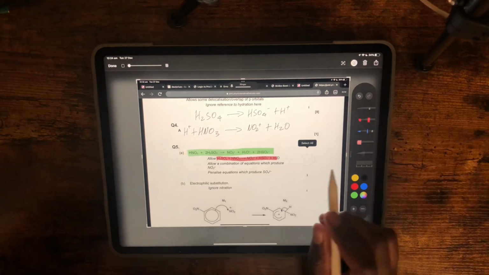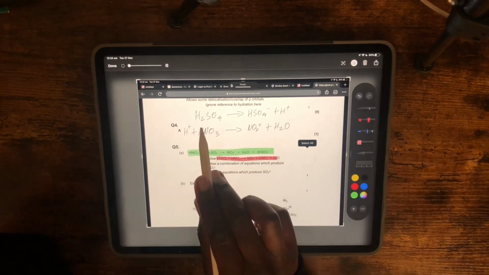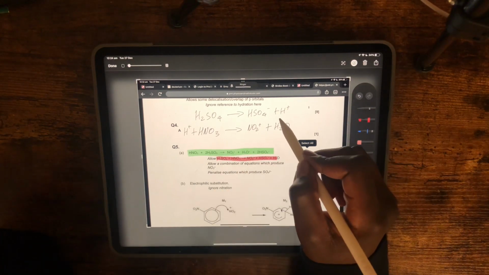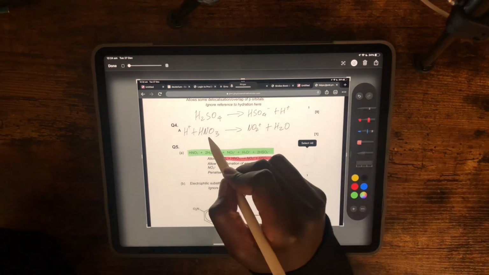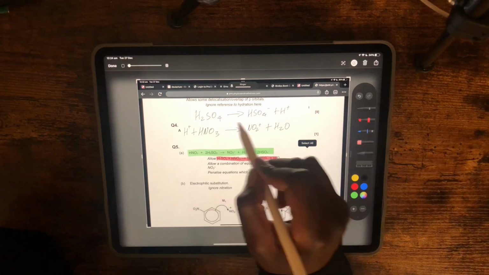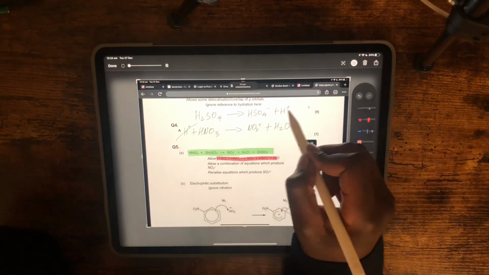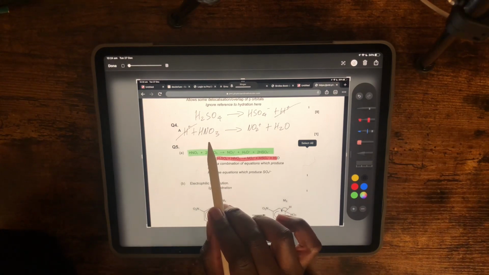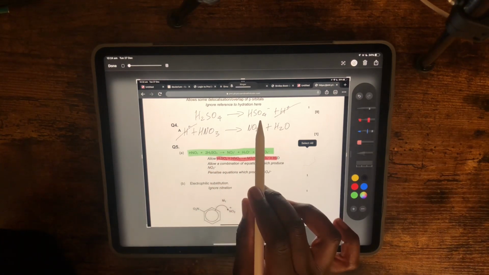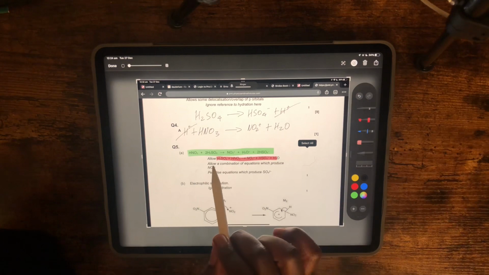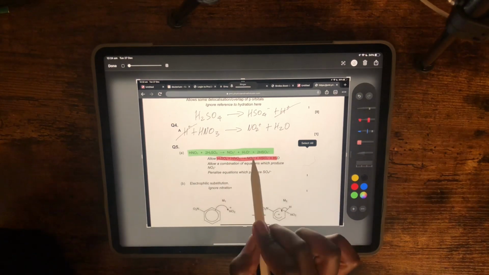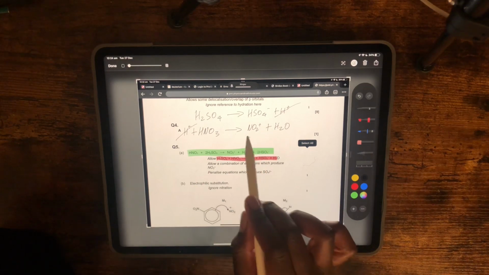And I can now put these two equations together. H2SO4 plus HNO3, and I can cancel these H+ because they're on opposite sides. H2SO4 plus HNO3 goes to form HSO4- plus NO2+ plus H2O, and that's what we have.